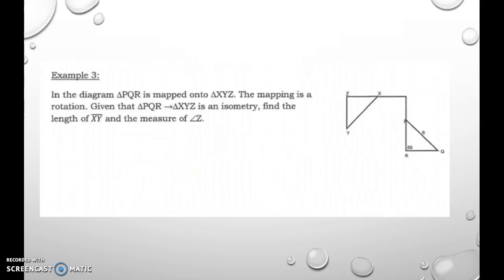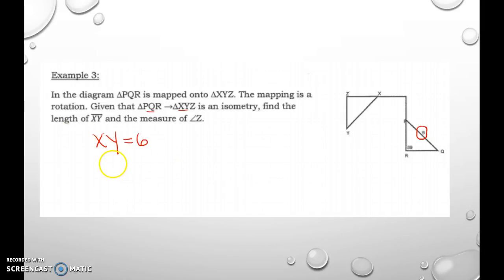In example 3, in the diagram, triangle PQR is mapped onto triangle XYZ. The mapping is a rotation. Given that triangle PQR maps onto triangle XYZ as an isometry, find the length of segment XY and the measure of angle Z. So again, since XY is first and second, we're looking for the length of PQ. If we look at our diagram, we can see that the length of PQ is 6. So that means the measure of XY would be 6.